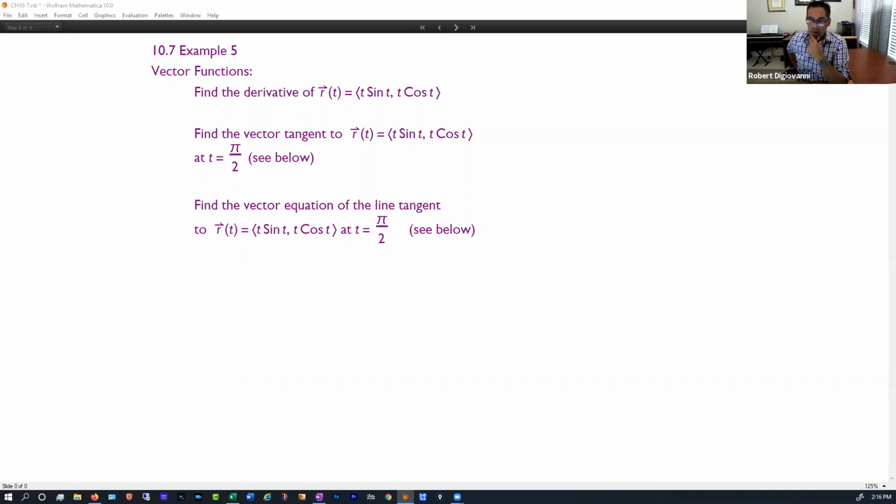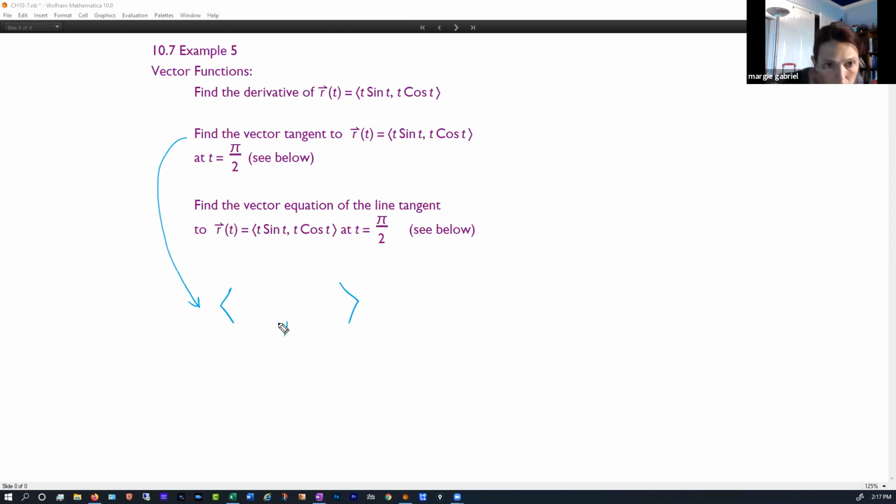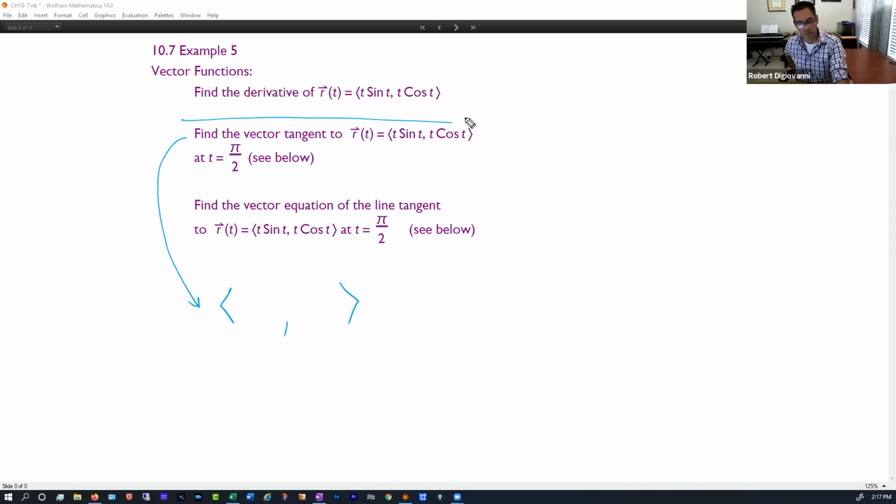Okay, so let's do this. Let's go with room 1. Can room 1 tell me the vector that is tangent to that curve at t equals pi over 2? What's the vector? Okay, so for that first part, find the derivative. You want to tell me the derivative?